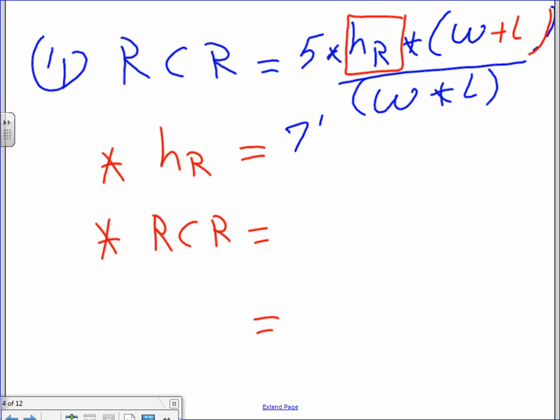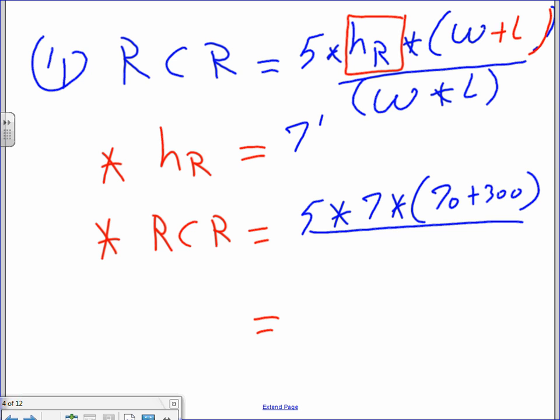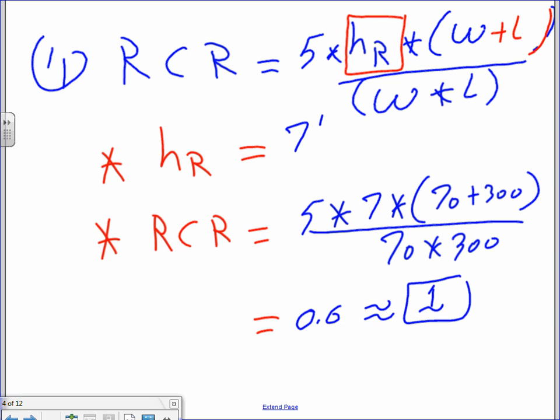Then plug it in. So here's 5 multiplied by 7 multiplied by the width 70 plus 300, given to you guys, divided by 70 times 300. If you did that, you get 0.6, which approximates to number 1, so we can get it from the table. If you stopped at 0.6 tomorrow, that's good for me. But typically you take it to the closest whole number, because we don't want to do interpolation.